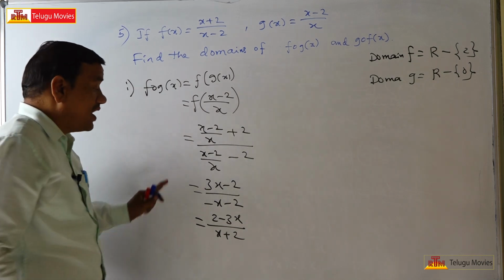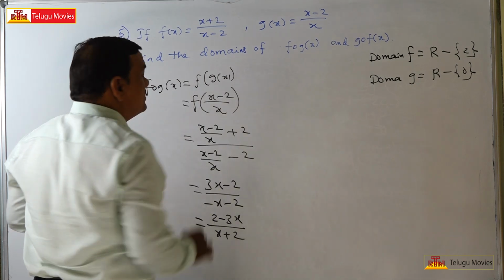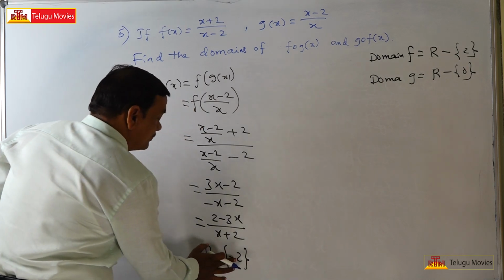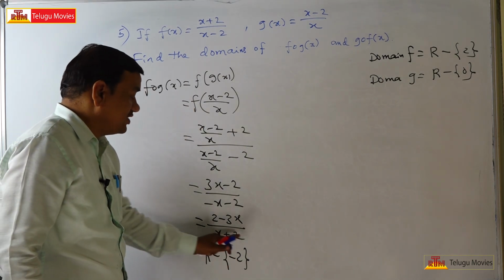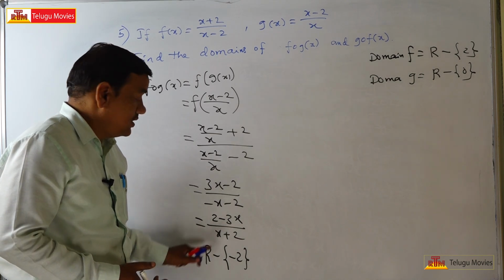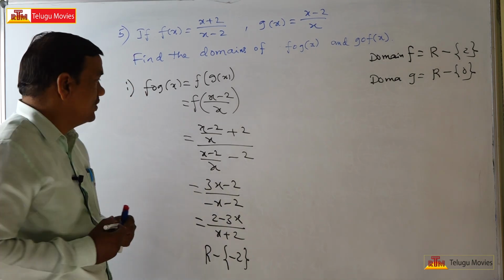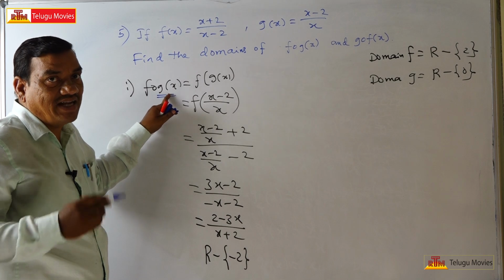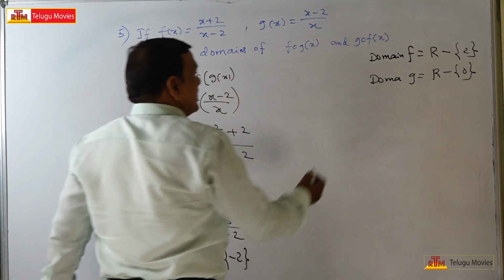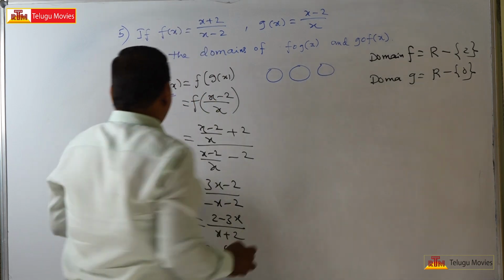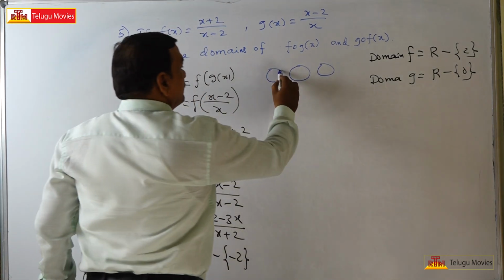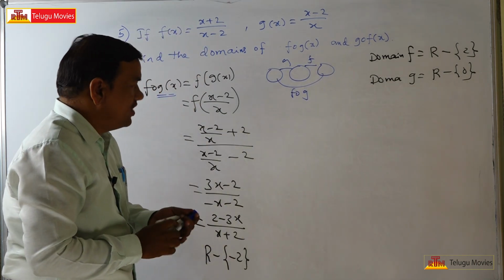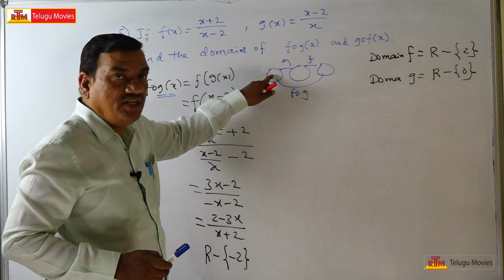So what is the domain? This f circle g of x is defined when x is in the set of real numbers except minus 2. Understand? x plus 2. If you put minus 2, what happens? Here we already said the domain of f circle g of x is the same as the domain of g of x. I will draw a diagram also here, a very small diagram. f circle g means g first. This is g, this is f, so this is f circle g. So the domain of f circle g is the same as the domain of g.